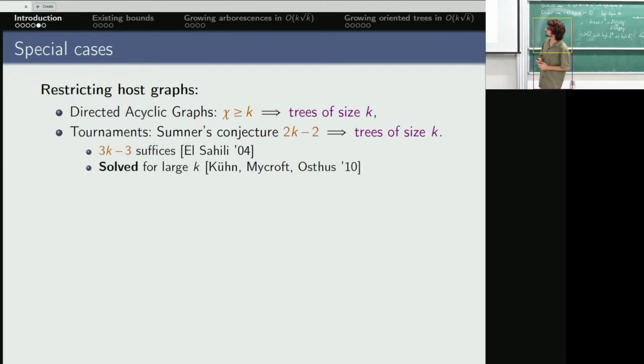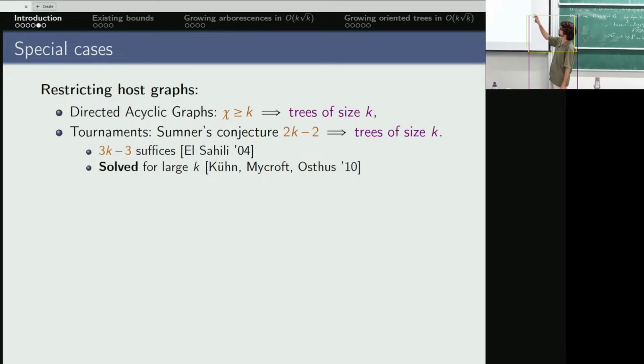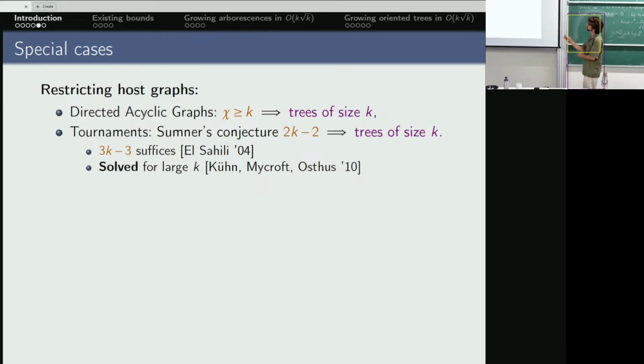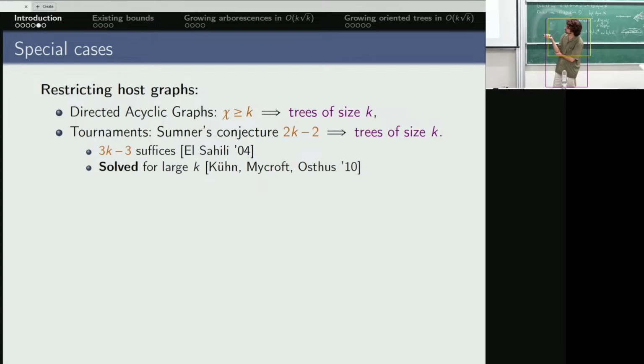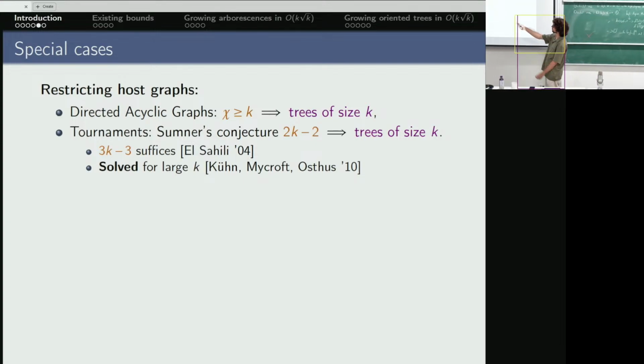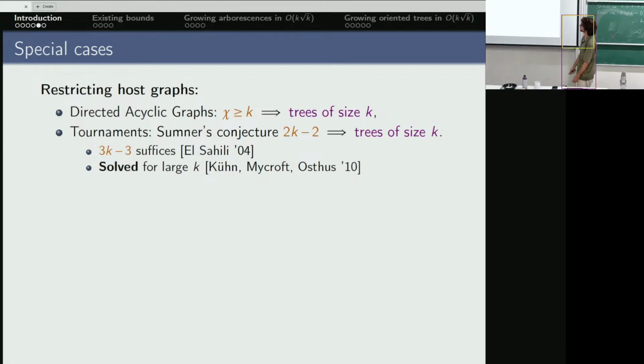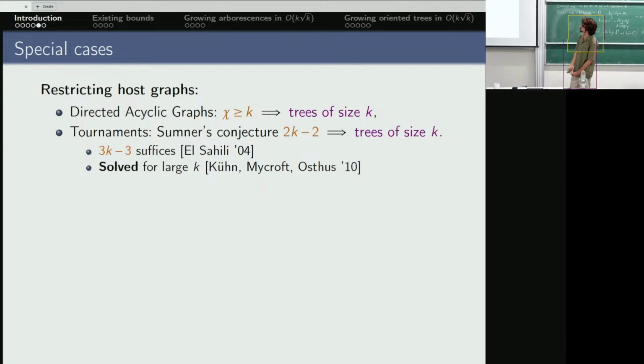If you consider only tournaments, this is Sumner's conjecture, and this predates Burr's conjecture. It's the same bound. It's the 2k minus 2 gives you all trees of size k. This was shown to be linear, and the best bound is by El Saidi of 3k, and it was solved for large enough k by Kuhn and Osthus.